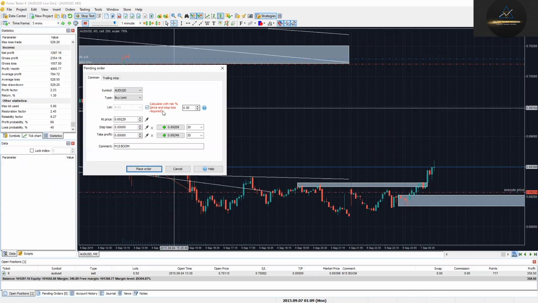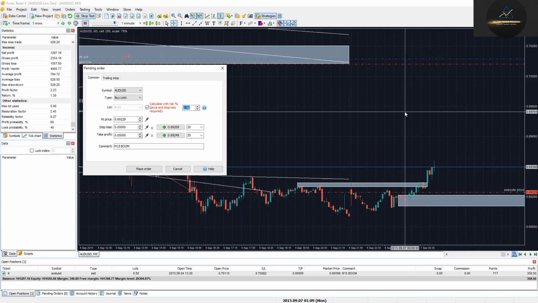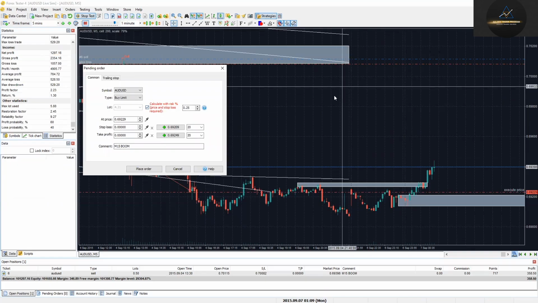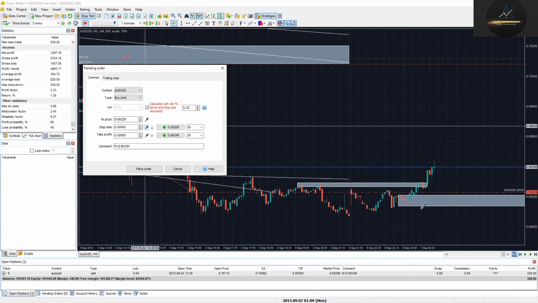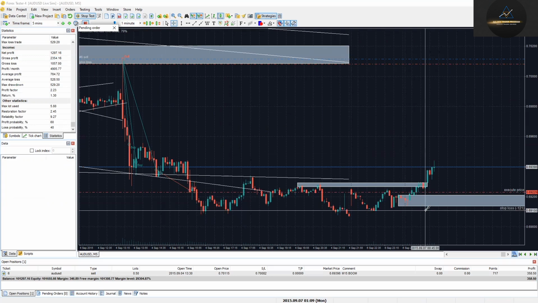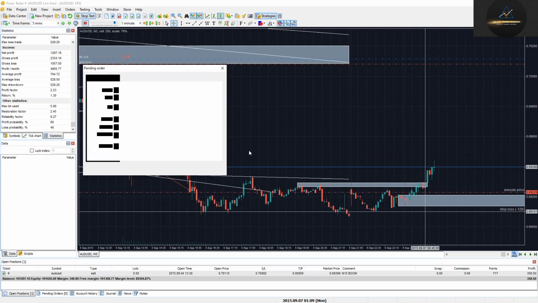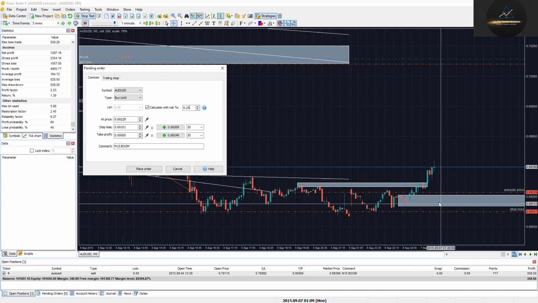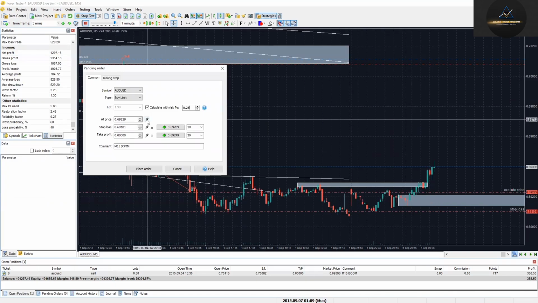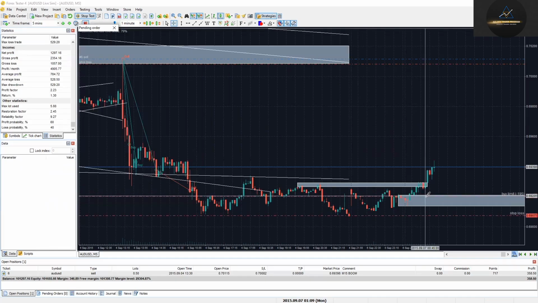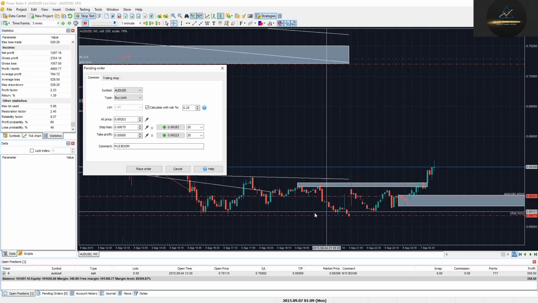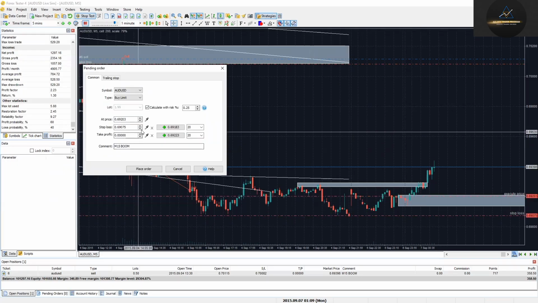Buy limit. Very aggressive. Tight stop loss. There we go. Love it. I could put the entry actually a little bit tighter. Just want to make sure I get triggered, you know. Okay, let's just leave it there. And stop loss.